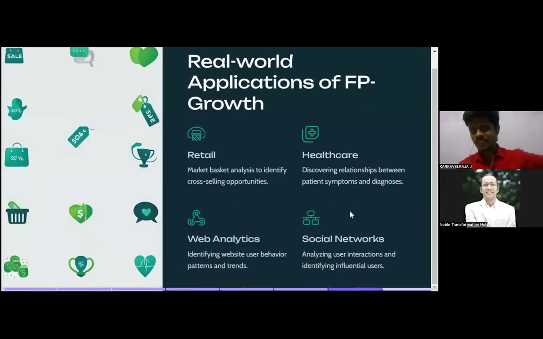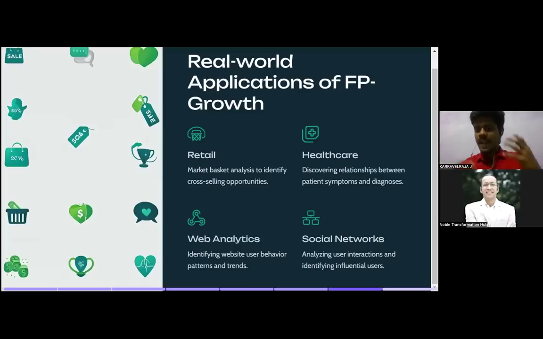Let's see what we have. We are moving on to the real-world applications of FP growth. Retail: if you have attended our session on association rules, whatever we discussed there is the same here. In retail, market basket analysis identifies cross-selling opportunities, because we can see which products are bought together with a given product. Healthcare: discovering relationships between patient symptoms and diagnosis, because these are the symptoms that we have, and then this is the medicine.